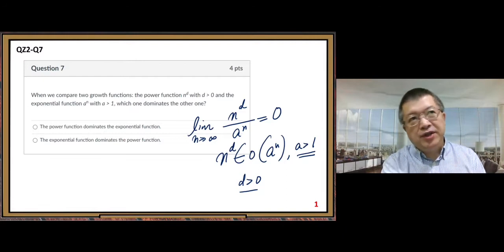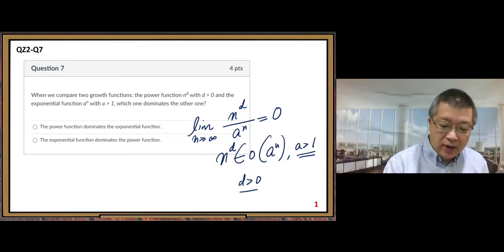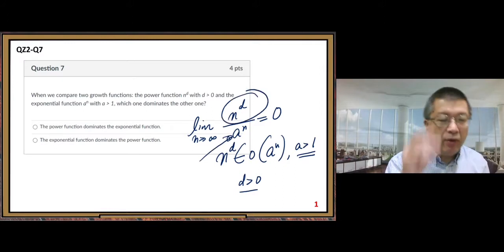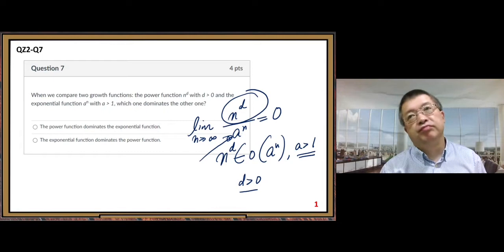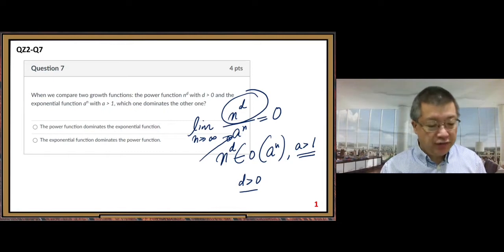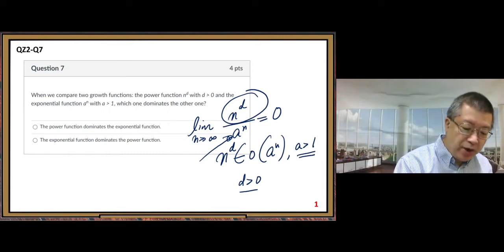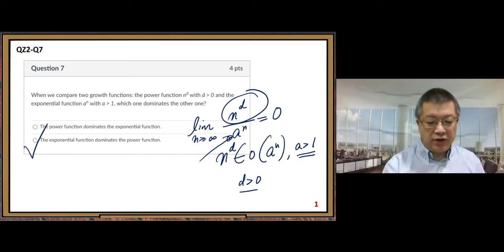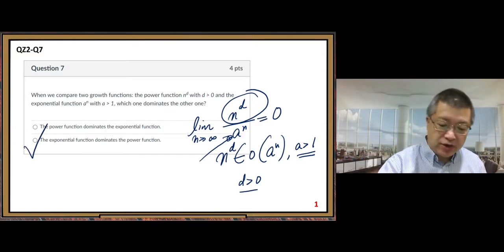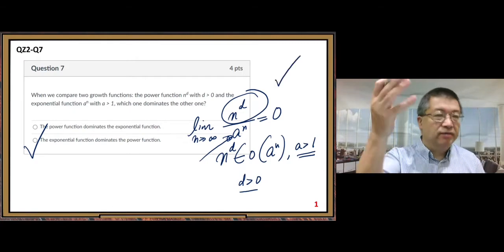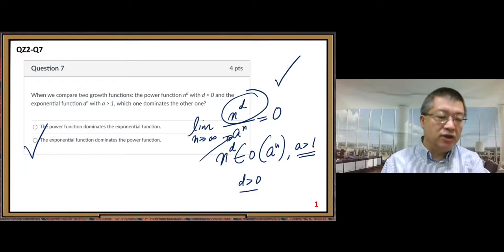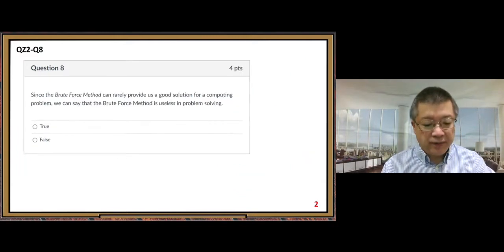So with that result, we can say the exponential function dominates the power function. That's the conclusion. So the exponential function, the second one, dominates the power function. This is the background. You need to know this background, then you can answer this question easily.